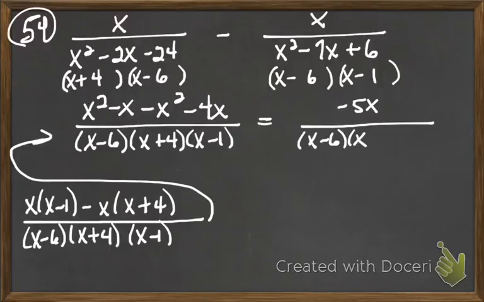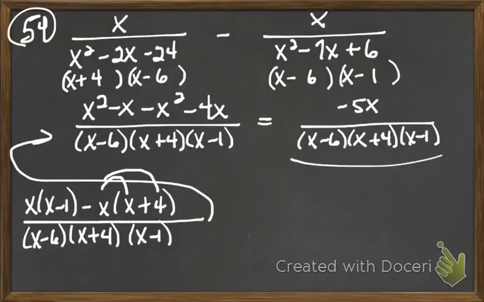Again, it doesn't matter what order you have these binomials in the denominator. Would the signs not change? Well, I distributed a negative x. So the signs did change. Okay, so this is your final answer as long as nothing will factor and cancel. Negative 5x will not factor any further. And the denominator's already factored, so that's actually your answer.